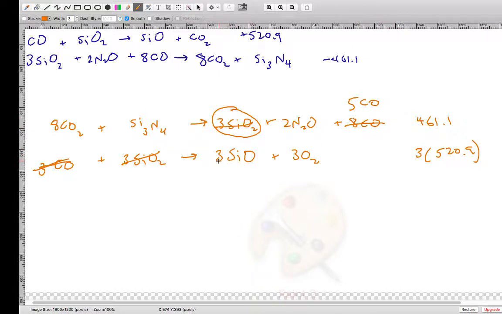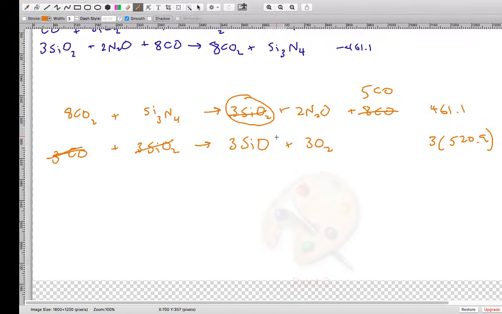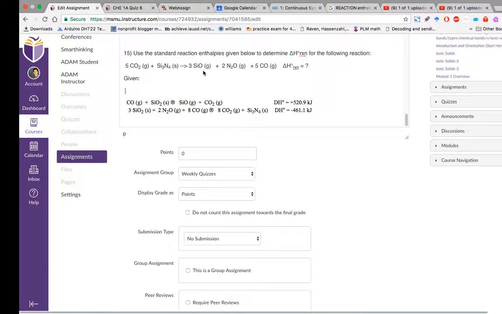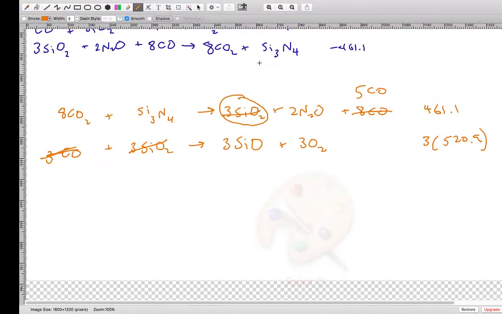And it looks like I'm done. I've got 3 SiOs, 3 oxygens. Oh no, I have N2Os here. Let's see what I need. I need 3 SiO, 2 N2Os, and 5 carbon monoxides. I've got 3 SiOs, I've got 2 N2Os, and 5 carbon monoxides. What about these oxygens? I need a way to get rid of these oxygens. Did I miss something when I copied down this equation?